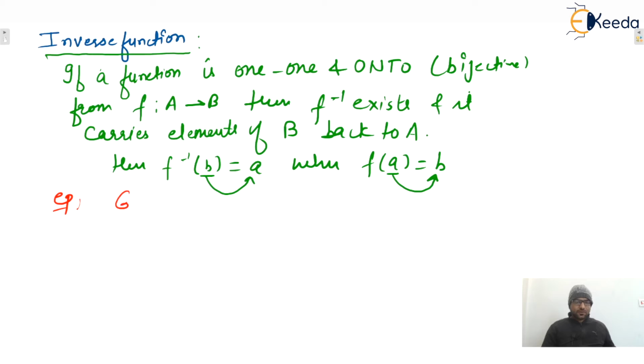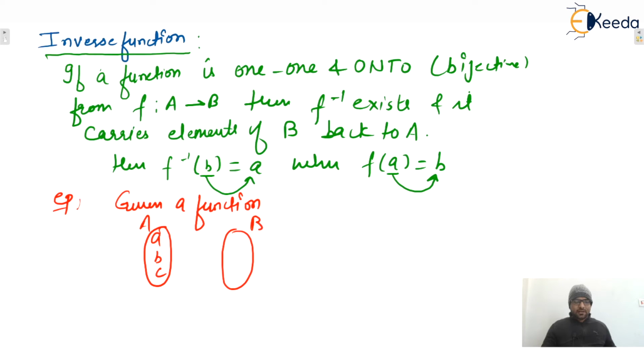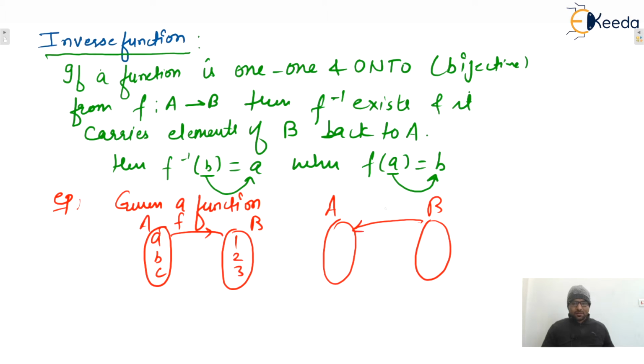Let's say a function is given. Set A contains three elements A, B, C, set B contains three elements 1, 2, 3, and function f is from set A to B. Now here we can say that f inverse is given by what? f inverse means just reverse the function, isn't it? Now we can say that the codomain becomes the domain and the domain becomes the codomain, isn't it?